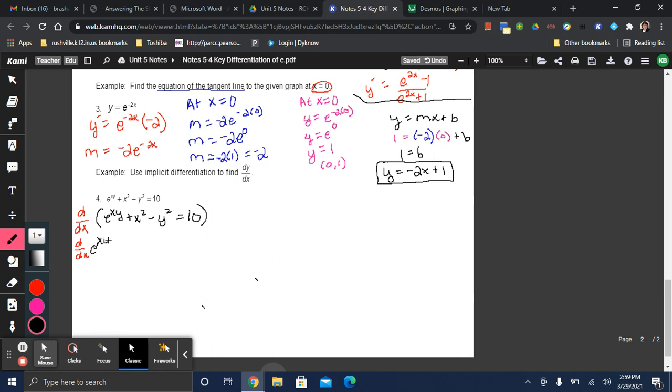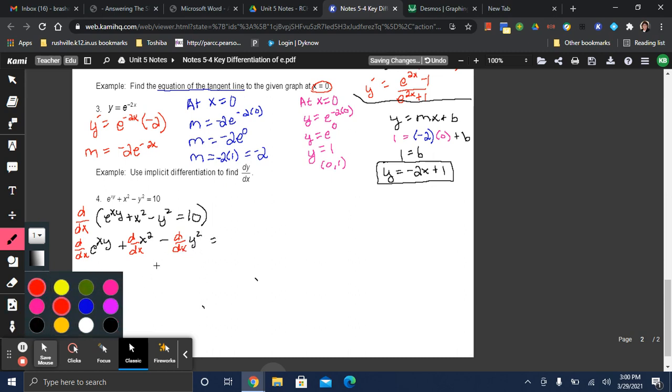And then the derivative with respect to x of x squared minus the derivative with respect to x of y squared equals, and then the derivative with respect to x of 10.